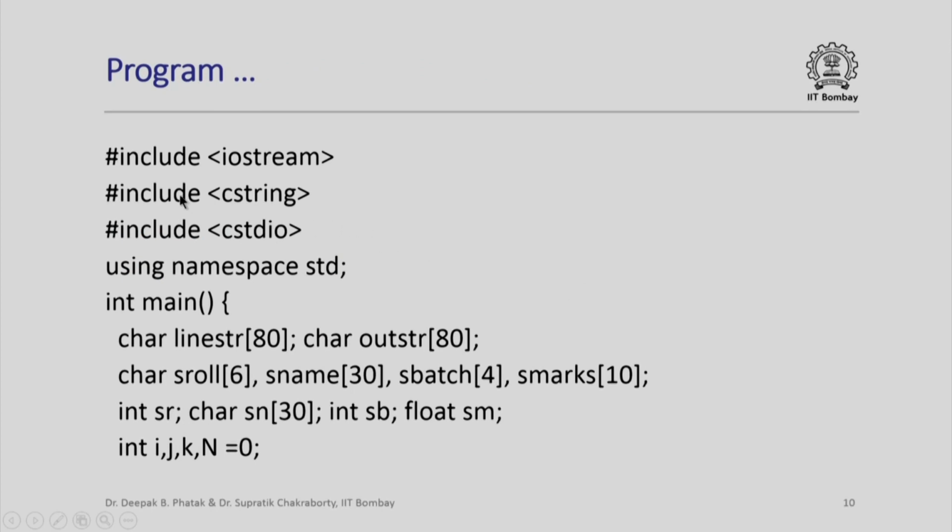So, the program begins by standard inclusion. Notice that we have defined line string of 80 characters and out string of 80 characters, the input and output character strings. We have used sRoll, sname, sbatch and smarks. These are 4 character arrays to store 4 parts. We also have variables of the type int sr, char sn[30], int sb and float sm. These are to temporarily store the values in internal format that we get from these 4 character strings. i, j, k, n, etc. are the standard index variables.